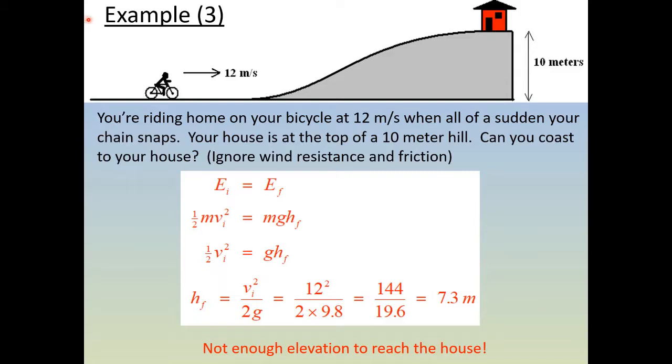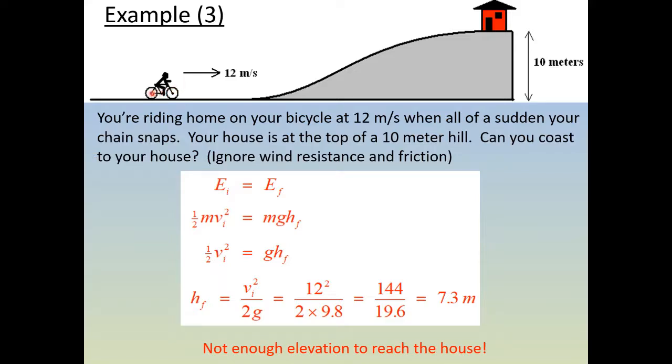Here's example number 3. You're riding home on your bicycle at 12 meters per second when all of a sudden your chain snaps, meaning you start coasting. Your house is at the top of a 10-meter hill. Can you coast to your house? Ignore wind resistance and friction.